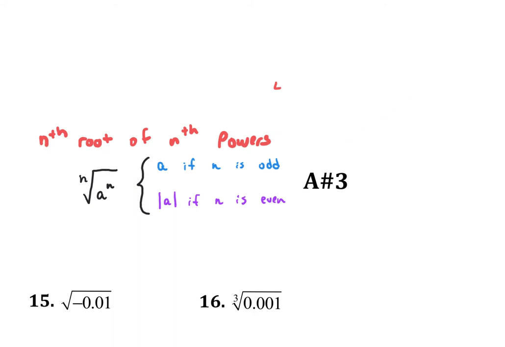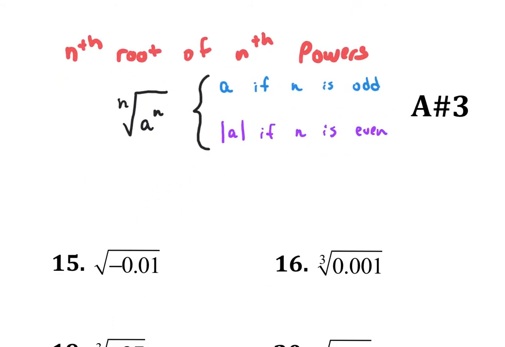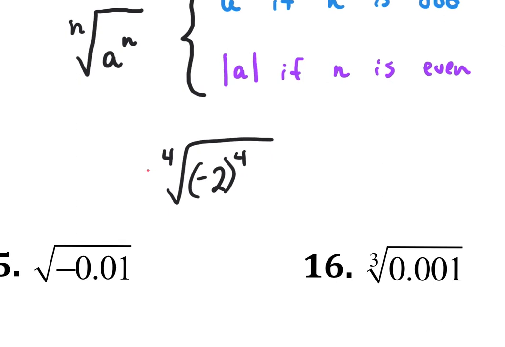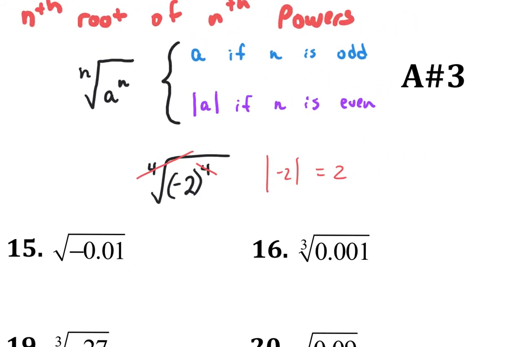What do I mean by that? If I said, what is the fourth root of negative 2 to the fourth power? It is not this. Don't write this down. We don't just cancel it out and say negative 2. What we do is say the absolute value of 2. So the answer is actually 2. So if n is even, we need absolute value bars around the letters.